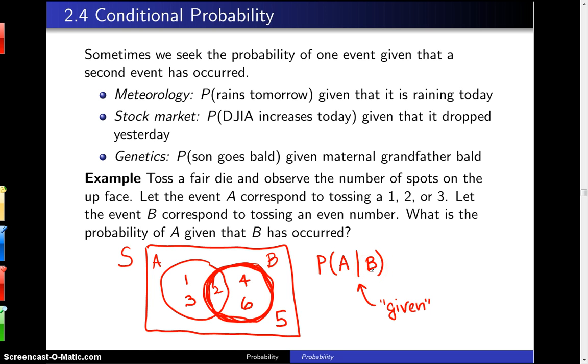So it's basically like rolling a fair die. I'm going to tell you that it's an even number, and now the question is, what's the probability that it's a 2? Well, there are 3 equally likely outcomes now, namely 2, 4, and 6, and only one of those corresponds to rolling a 2, so the probability is 1/3. The probability of A given B is different from the probability of A because the knowledge of B changes the probability.